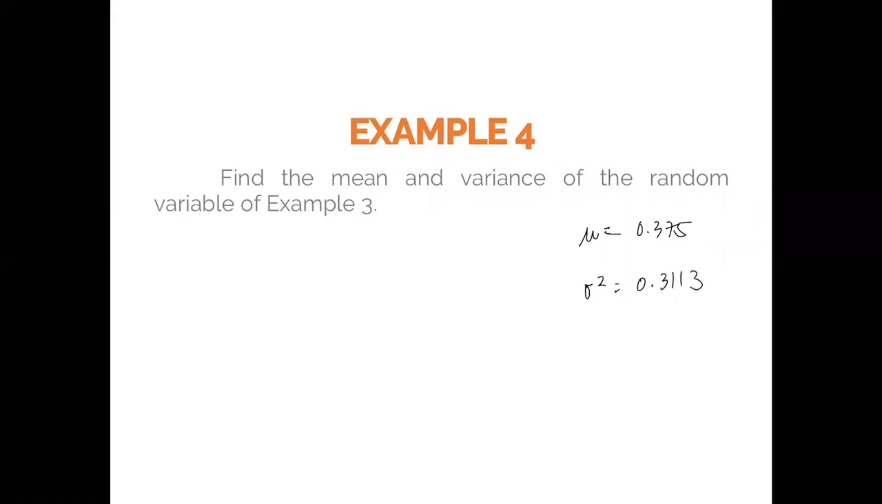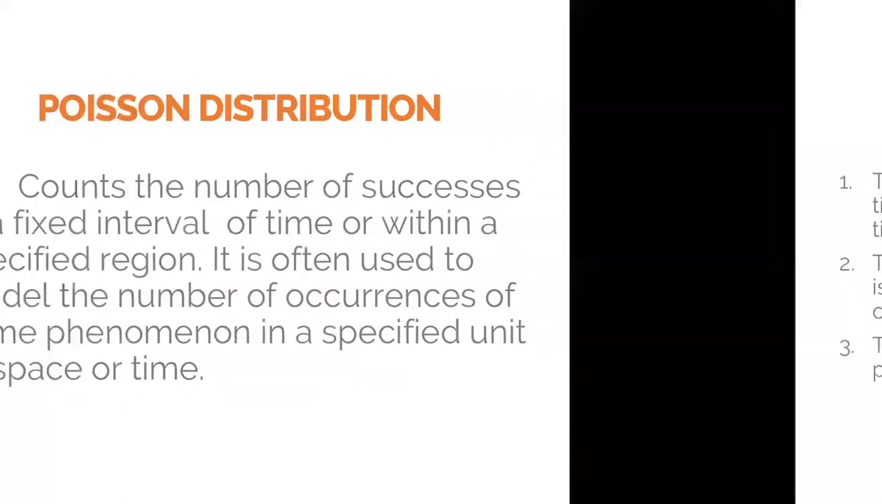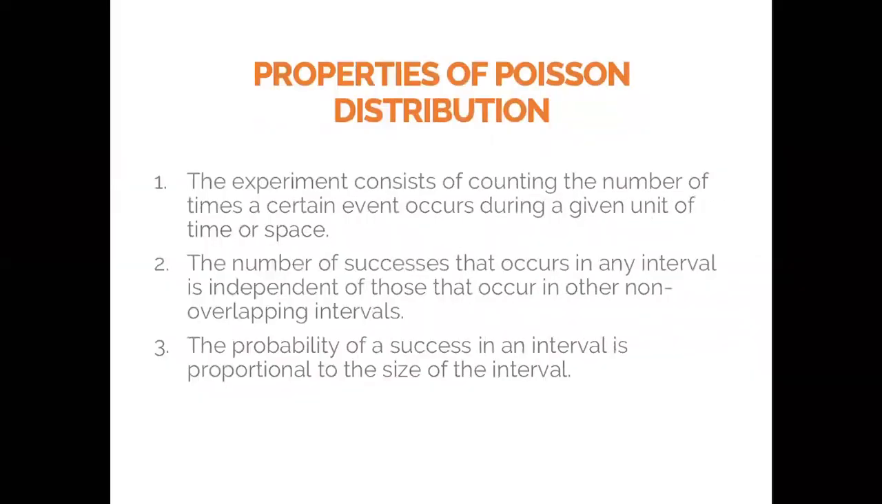Then, we now proceed dun sa tinatawag nating Poisson distribution. Okay? So, sa Poisson distribution naman daw, it counts the number of successes in a fixed interval of time or within a specified region. So, it is often used to model the number of occurrences of some phenomenon in a specified units of space or time. Okay. So, ano yung mga properties niya?